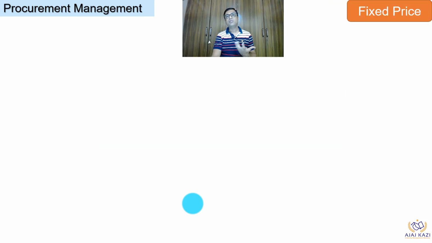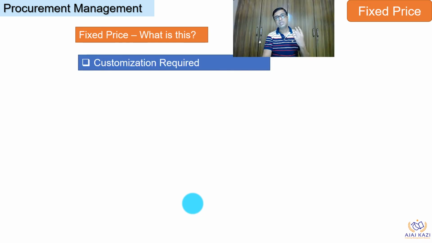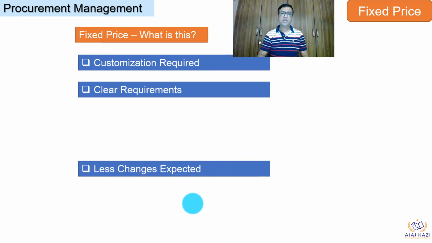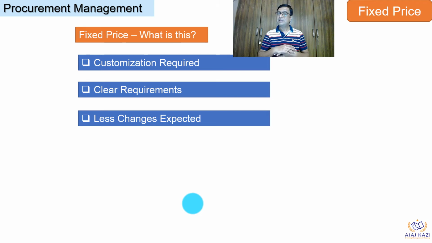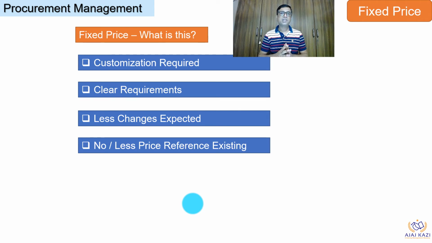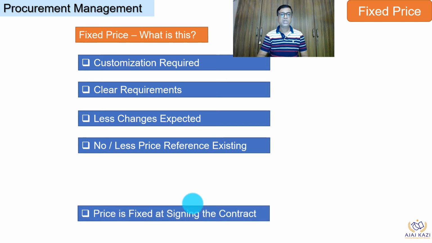Let's look at now the fixed price contract. Now, what is this? Fixed price means a lot of customization is required. There are clear requirements. In fixed price, you can't keep anything hanging. There has to be proper specification, proper scope, clarity, boundary limits, everything properly given. And because it is fixed price, we expect no changes or fewer changes. There is no price reference existing because it will be different.